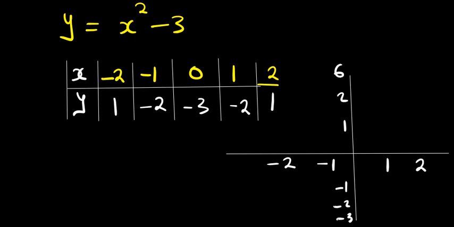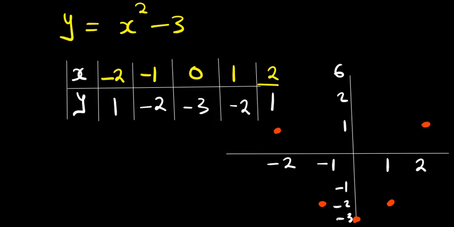Now that I've got this, I can plot my points. I've got -2, 1 as my first point. -2, 1 is going to be somewhere there. Then I come to -1, -2. Negative 1 comma negative 2 will be somewhere there. Then I've got 0 comma -3. 0 comma -3 will be this same point. Then I've got 1 comma -2, somewhere there. Then I've got 2 comma 1, somewhere there.